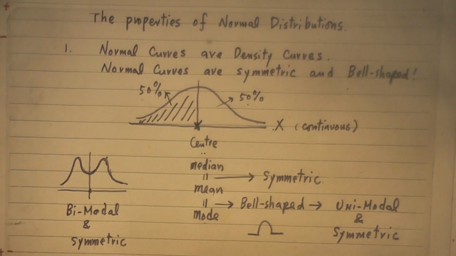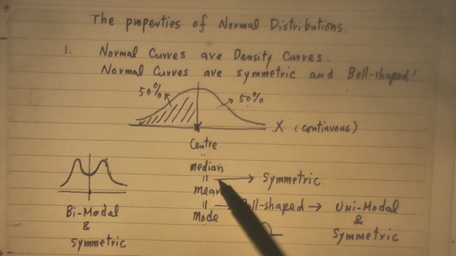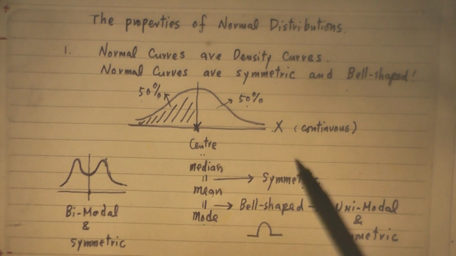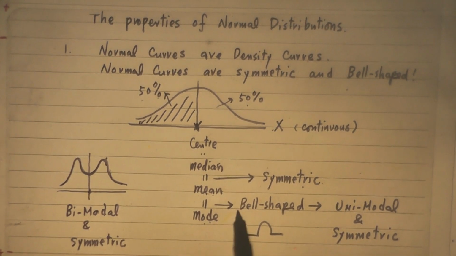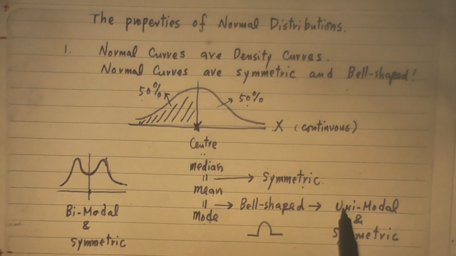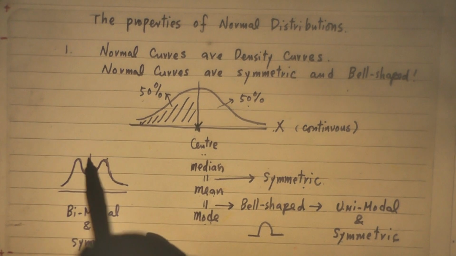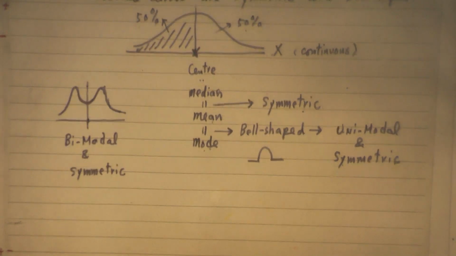So, in a normal distribution, we do have mean equal to median. This is because normal curves are symmetric, and for all symmetric curves, mean equals median. And why median equal to mode? Because it's bell-shaped, and a bell-shaped curve is unimodal and symmetric. For a unimodal and symmetric curve, the mode will occur at the middle, in the center. Okay? That's why. Now, next topic.